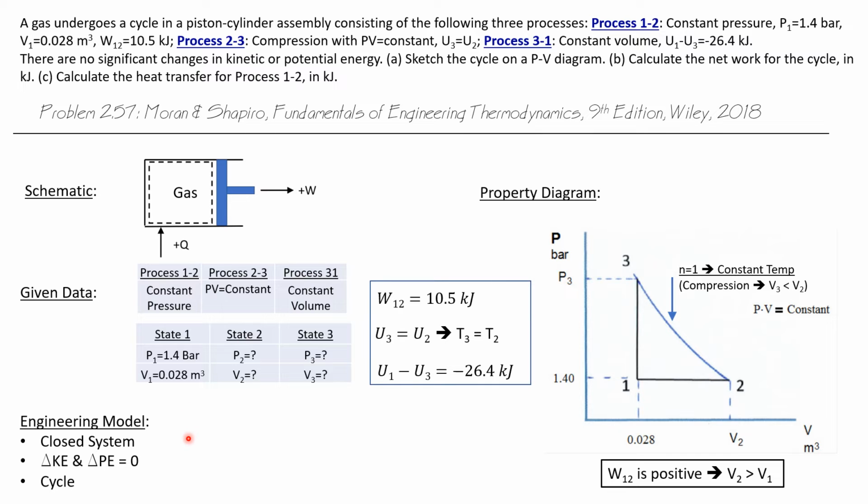We're going to model this as a closed system. We're going to assume there's no changes in kinetic or potential energy, and we know that the three processes form a cycle. And what we want to find is, first of all, the net work of the cycle in kilojoules. And secondly, the heat transfer during process 1, 2.